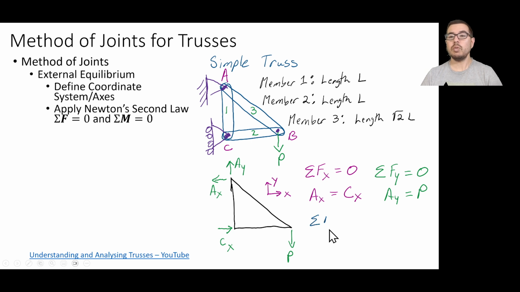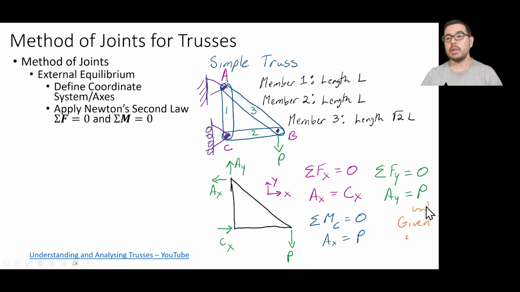And for the moments at, let's say, location C, so we can ignore the CX, and AY is going through the point, so that doesn't contribute a moment. We can say that we have an AX times this length L, and we have a PL, or P times this length L, and that means that AX is going to be equal to P.